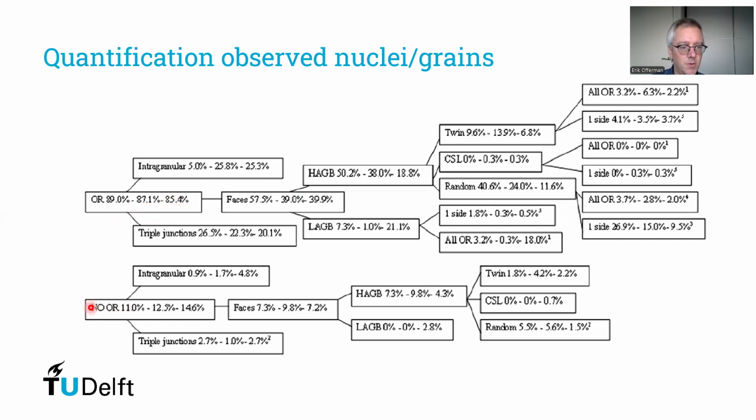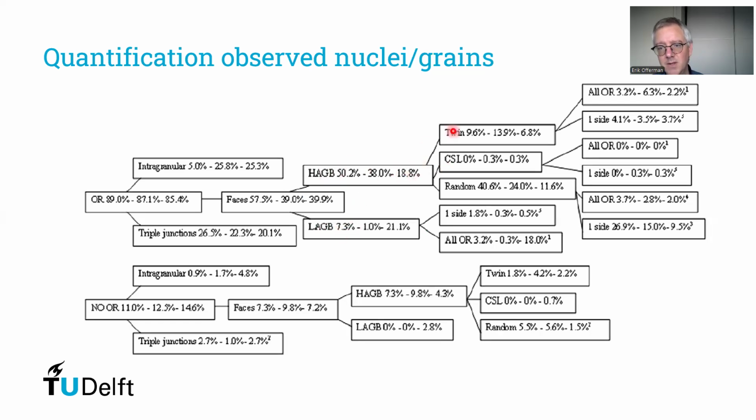And then there were also grains that did not have an orientation relationship at all with the parent. And then this was subdivided into intergranular nucleation, nucleation at phases, at triple junctions. And at phases, we can distinguish again between nucleation at low angle boundaries and at high angle boundaries.